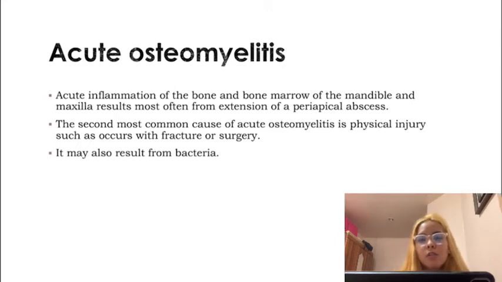Acute osteomyelitis is the inflammation of the bone and bone marrow of the mandible and maxilla. It results most often from extension of a periapical abscess. The second most common cause of acute osteomyelitis is physical injury, such as occurs with fracture or surgery. It may also result from bacteria.